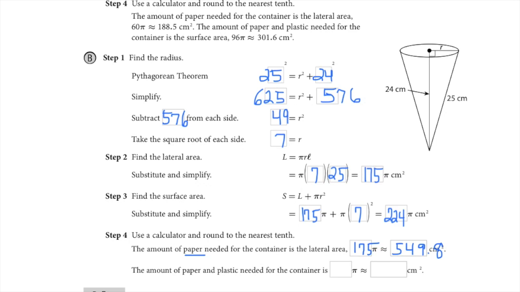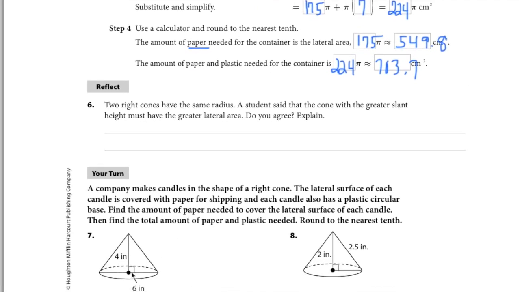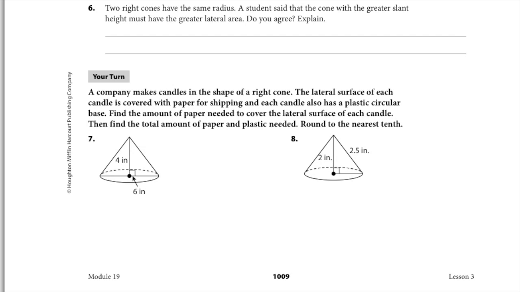And then the final paper and plastic together is 224 pi, which is going to be 703.9 centimeters squared. I know these units are already drawn in for you each time, but please make sure that you're doing square units. Okay, it's your turn to do an on your own with some cones here. Make sure you check those highlighted answers before we go to our composite figures.